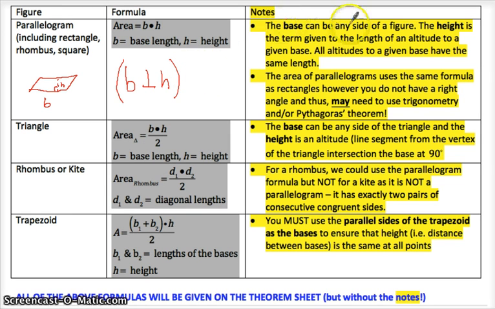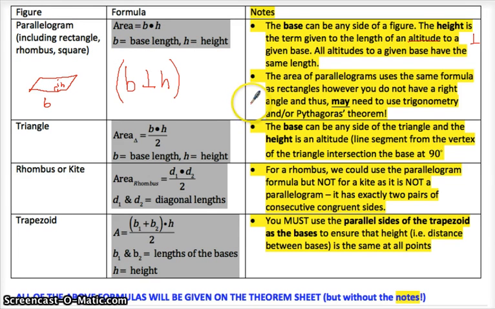The base can be any side of a figure. The height is the term given to the length of the altitude to a given base. Now, when we say altitude, we are implying, of course, perpendicular. All altitudes to a given base have to be the same length, right? So no matter where I find this height, it's always going to be the same height. That's going to be true in a parallelogram.